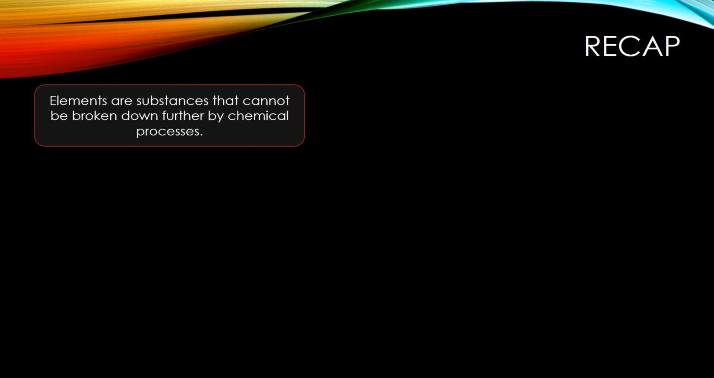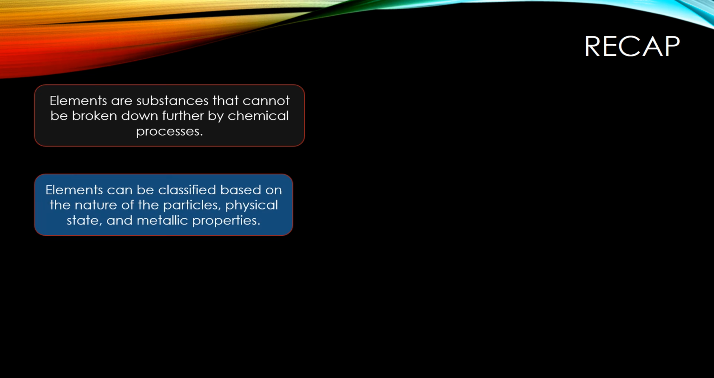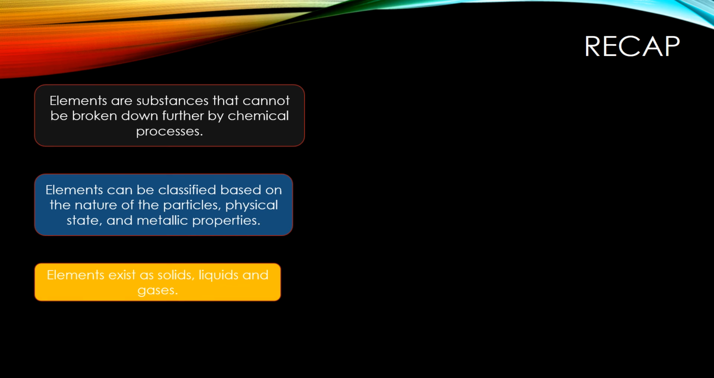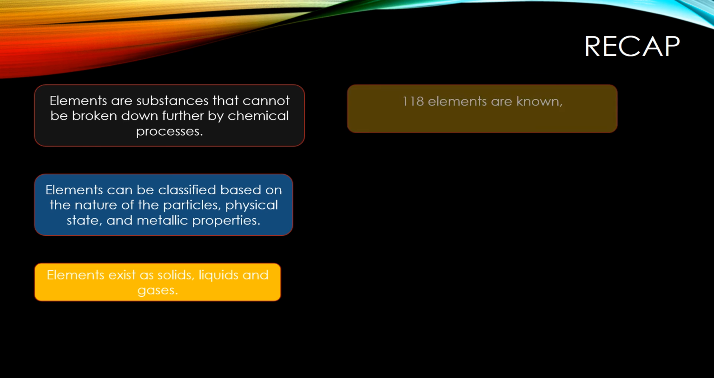Let us recap. Elements are substances that cannot be broken down further by chemical processes. Elements can be classified based on the nature of the particles, physical states, and metallic properties. Elements exist as solids, liquids, and gases.